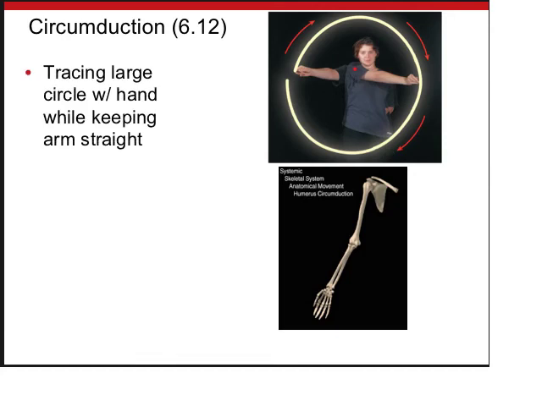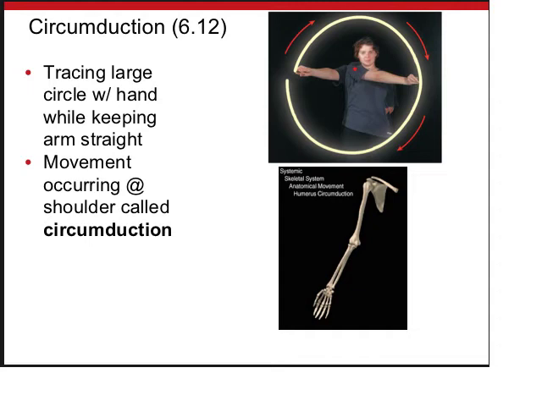Circumduction is the tracing of a large circle with the hand while keeping the arm straight. You can also do this at the hip joint. If you remember the hokey pokey, right? Put your right foot in and swirl it all about. If you're standing on your left leg and you have your right foot off the floor, so you're tilted a little bit to the left, and you trace a circle with your big toe, keeping your leg straight, that would also be circumduction. It's only possible at ball and socket joints because they provide the greatest degree of movement.